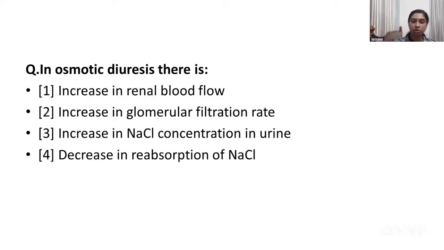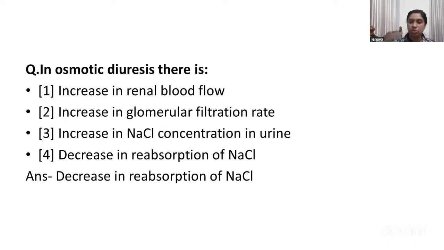In osmotic diuresis, the options are increase in renal blood flow, increase in glomerular filtration rate, increase in sodium chloride concentration in urine, decrease in reabsorption of sodium chloride. So what happens in diuresis? It's the increase in sodium chloride, and diuresis means increased amount of water and solutes in urine. Okay, so decreased reabsorption of sodium chloride. That's what we call diuresis.